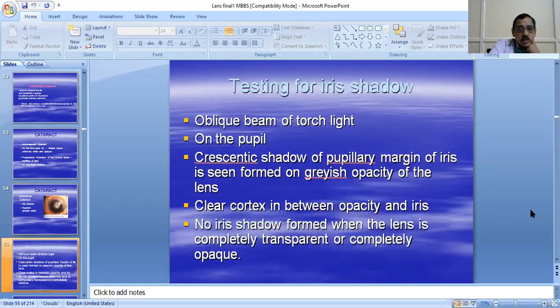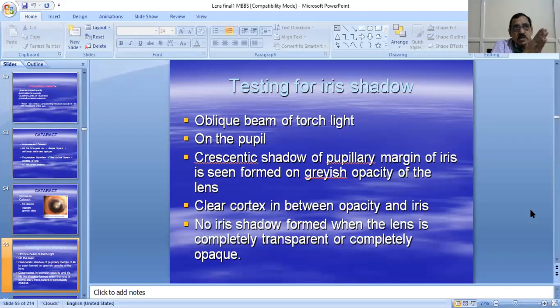Okay. How to test for an iris shadow? This will be asked in the examination. You throw an oblique beam of torchlight onto the pupil, and a crescentic shadow will form over the pupillary margin of the iris. The crescentic shadow of the pupillary margin of the iris will be thrown onto the anterior capsule of the lens or the grayish opacity of the lens. So clear cortex in between the opacity and iris will be present.